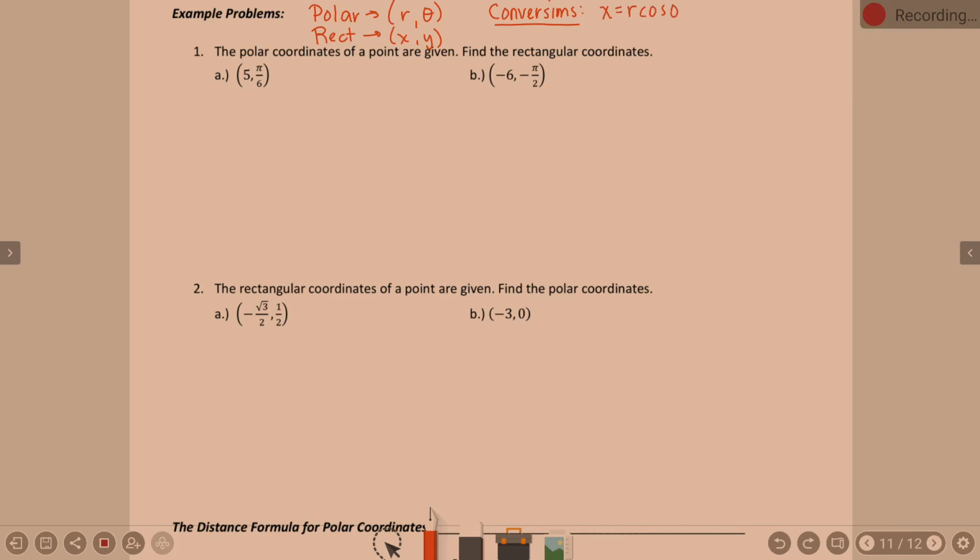X equals r cosine theta. Y equals r sine theta. R squared equals x squared plus y squared. And tangent theta equals y over x. Not that it matters what order, but I reversed those 2 from what I have on the front page. It's fine. So those are the conversions we're going to be using.